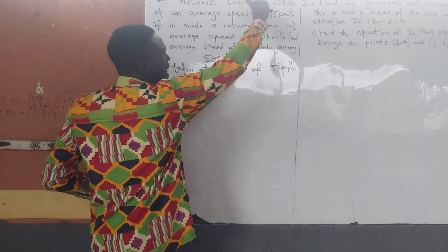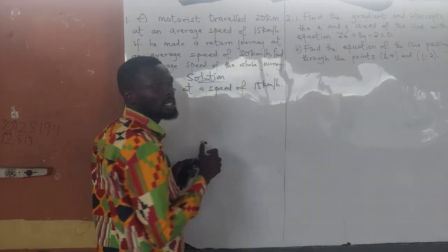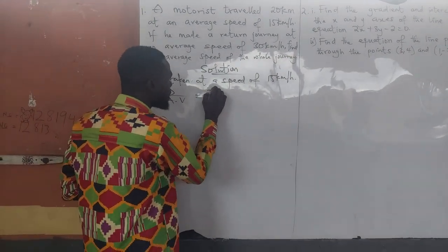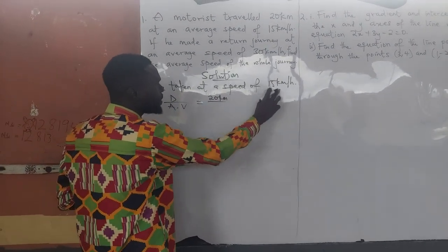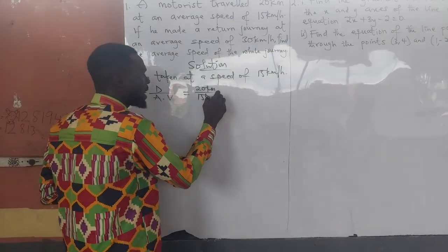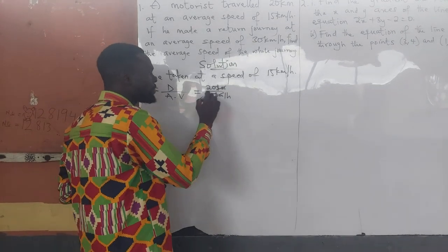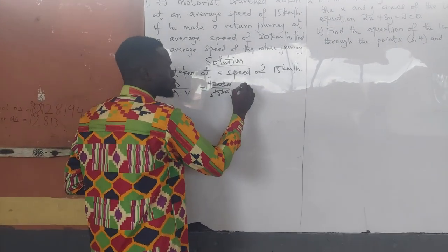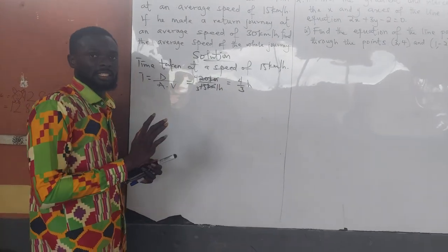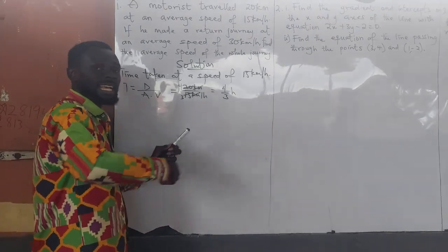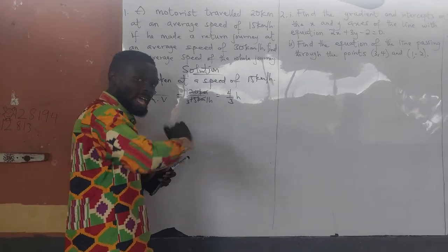Now, what is the distance? The distance he traveled is 20 kilometers. So we have 20 kilometers divided by the average speed, which is 15 kilometers per hour. The kilometers cancel out. 5 into 15 is 3, 5 into 20 is 4. So we have 4 over 3 hours. Let's leave it like that because we are going to use it. This is the time he spent on the first journey.